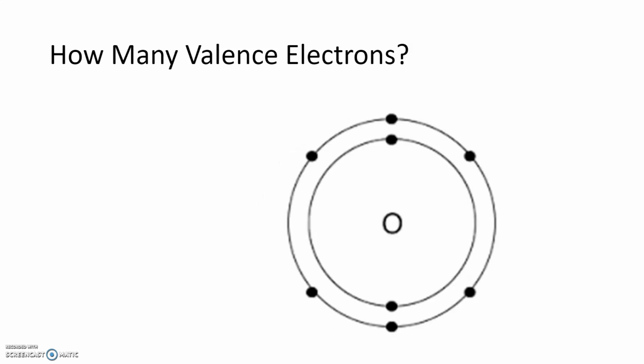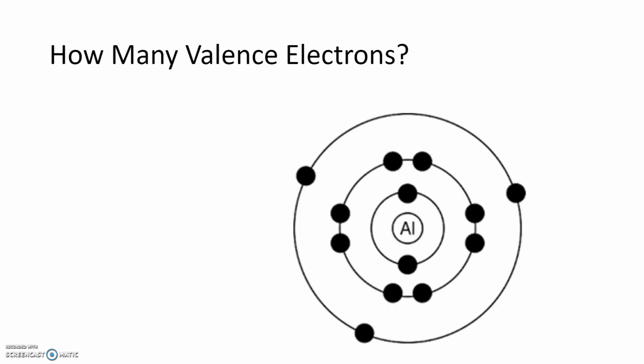So we have 1 valence electron for hydrogen. This is oxygen. Oxygen is showing 1, 2, 3, 4, 5, 6 electrons on that outside ring, and so its valence electron number is 6. Aluminum has even more layers, but we only care about that last outside layer, and so the valence number for aluminum is 3.